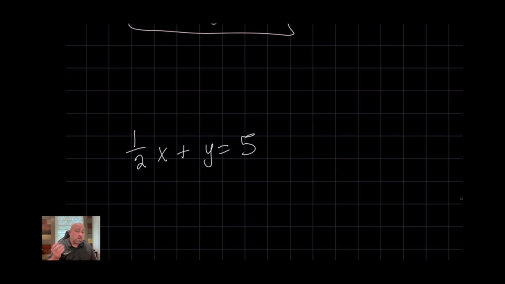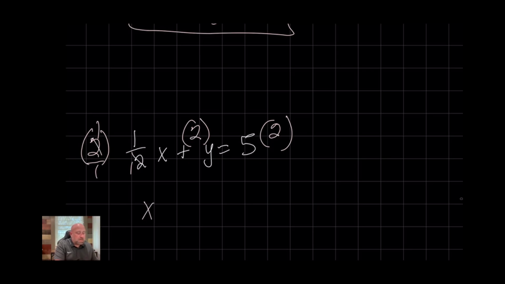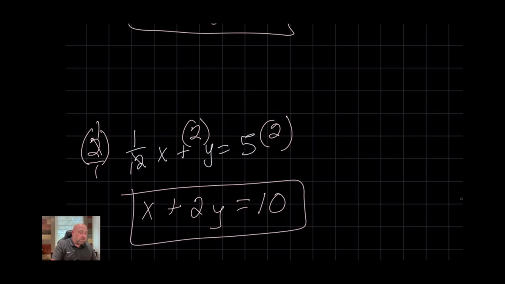You might say, well, how do I fix that? Do you remember the lesson that we taught back in chapter 1 about eliminating fractions in an equation? We found the LCD, least common denominator, and that is 2 in this case. So we're going to multiply everything by 2, and that's going to eliminate our fraction. 2 over 1 here, to do this is 1, cancel out. And so this is going to be x, or 1x, plus 2 times 1 is 2y, equals 5 times 2 is 10. So this is now in standard form.